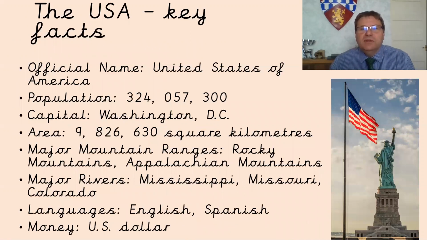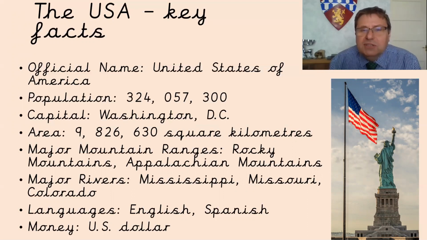So here are some facts about the United States. Its official name is the United States of America, often referred to as the USA. It has a population of 324,057,300. So that is a huge population. If you think that the population of Great Britain is about 70 million, then it is so much bigger than we are. The capital is a place called Washington, DC. The area of the country is 9,826,630 square kilometers. So it is vast.